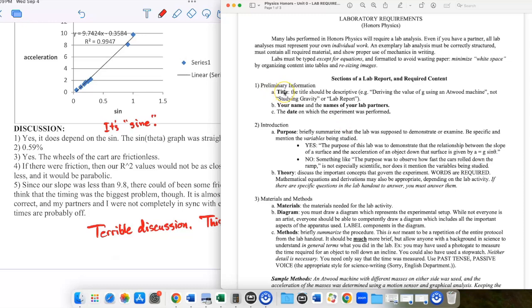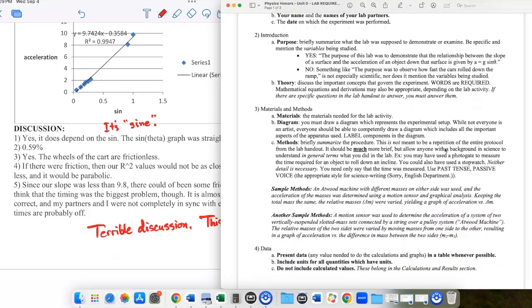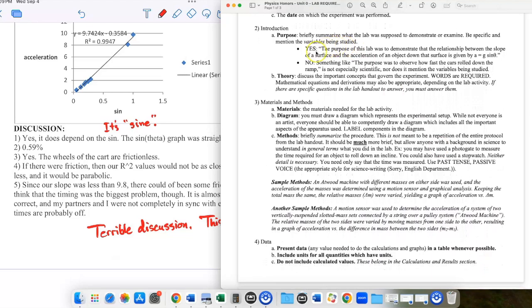Timmy didn't have a proper title. It was just Force Lab. That's not really going to cut it, and was lacking a date. The purpose: Timmy's purpose was acceptable because it did say, in fact, what the lab was supposed to demonstrate. Gunter's was more articulate, but both got points there.